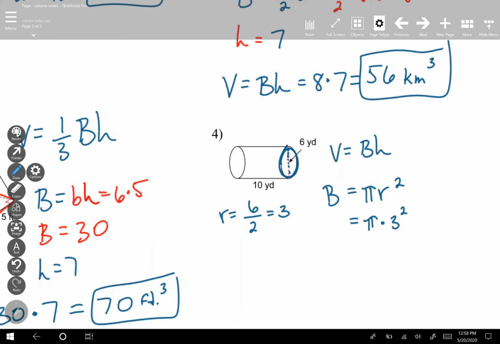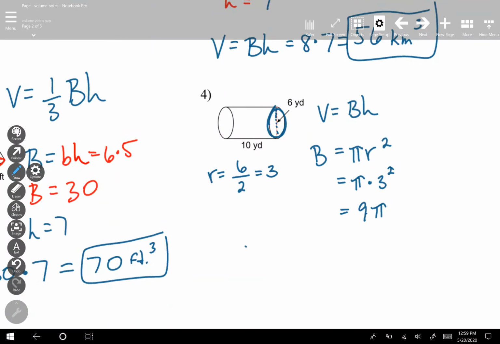Now be careful when you're entering this into the calculator, guys. You want to make sure that you are using the actual value of pi in the calculator. So what I'm going to do right now is just multiply this 3 squared here, and I get 9, and I put pi on the end. And I'm going to leave the area of the base like this until I get to my final step, so that it'll be even more accurate when I plug in. So now volume is area of the base, so 9 pi, and then times the height. The distance between our two circles is 10.